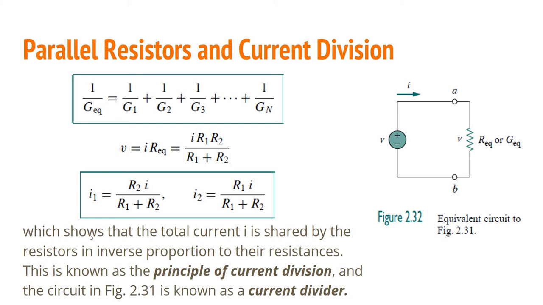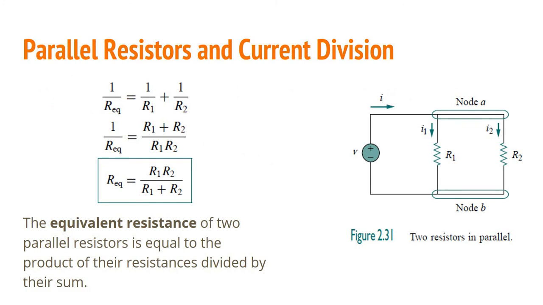Okay, this equation shows that the total current I is shared by the resistors in inverse proportion to their resistances. This is known as the principle of current division. And the circuit in figure 2.31 is known as a current divider. Okay, so mao na siya ang gitawag nga current divider. Kani siyang figure 2.31, current divider siya since lahi ang current nga nag-flow sa R1 and lahi ang current nga nag-flow sa R2. Pag i-total na siya ang I1 plus I2, mao na siya ang total current or kaning naka-I.